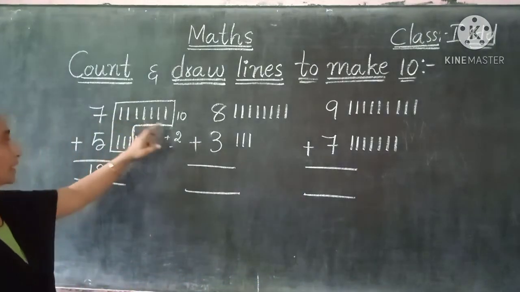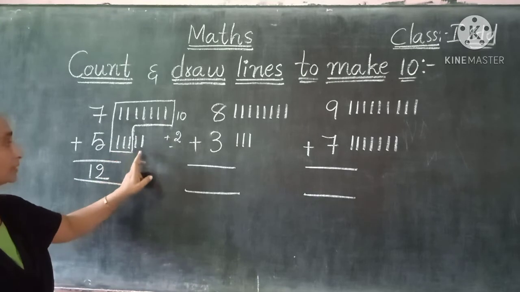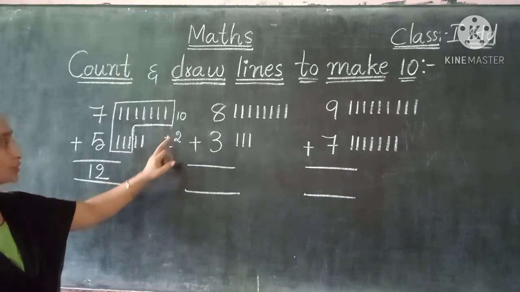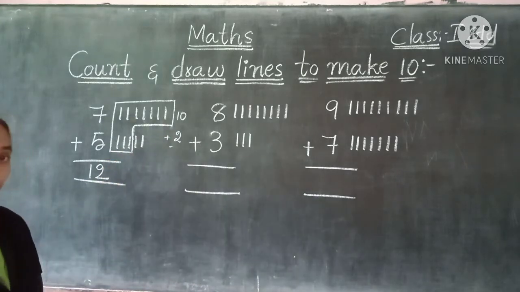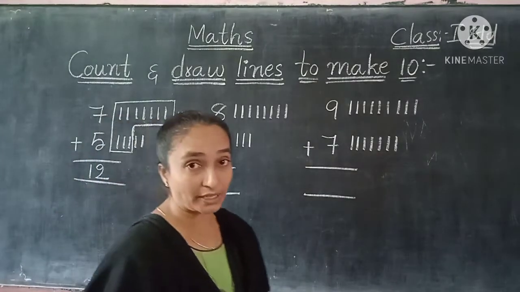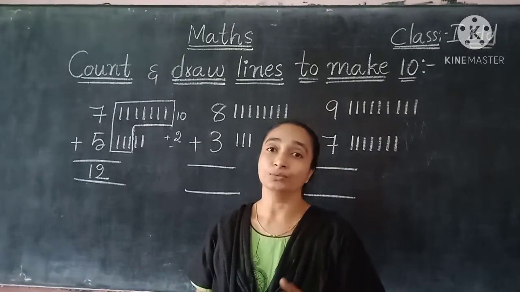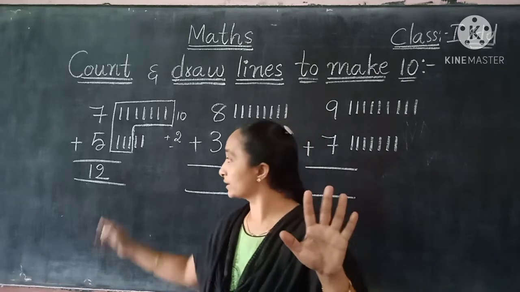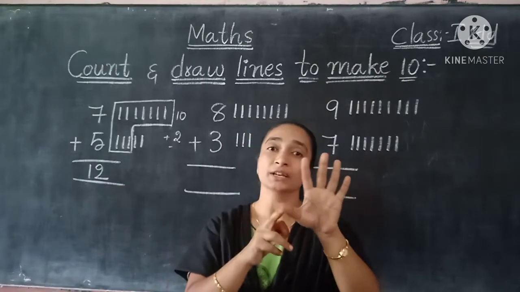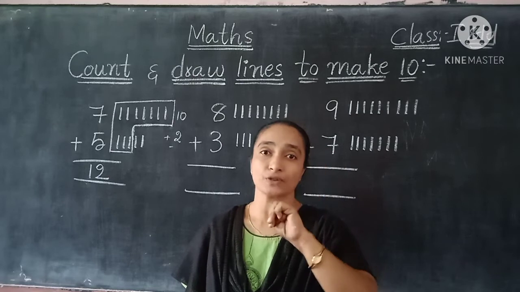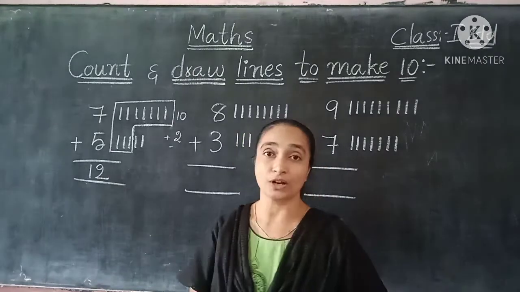So children, here we have made the 10 lines and the remaining are 2 lines. So 10 plus 2, 12. If you want, you can check it also. 7 plus 5 is also 12. How? Very easy. Here the smaller number is 5, and after 7 we count 8, 9, 10, 11, 12. So here we got the answer 12.